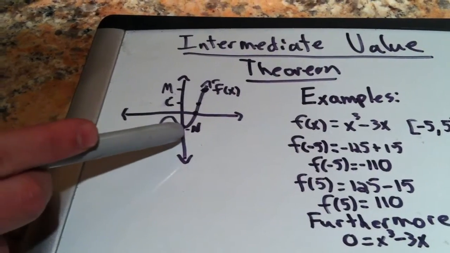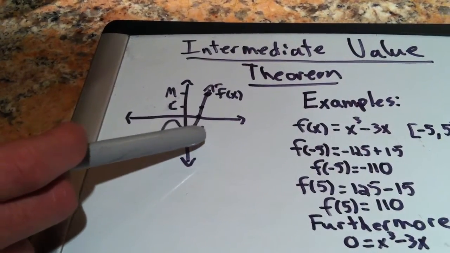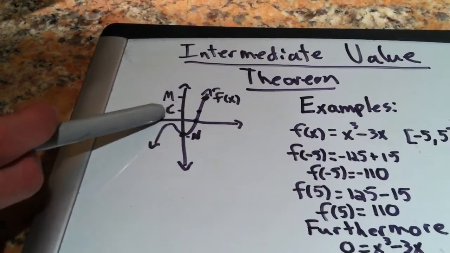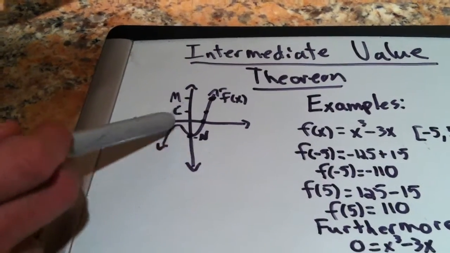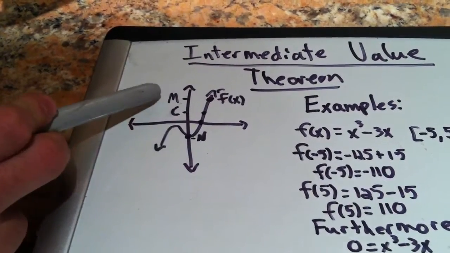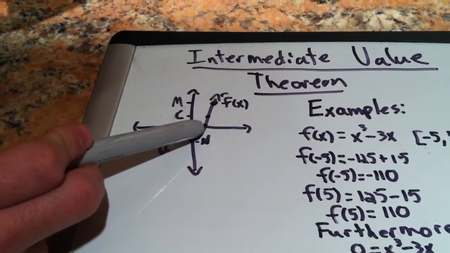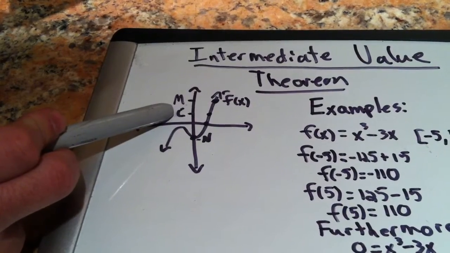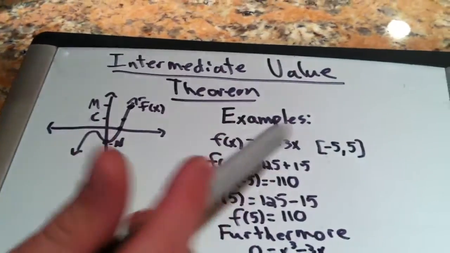On this function, we have two values, n and m. In between these values, there's a third value called c. All the intermediate value theorem says is that in between these two values, if the function is continuous, there is a point on the x-axis that corresponds with the point c. We're going to go into some more specific examples.